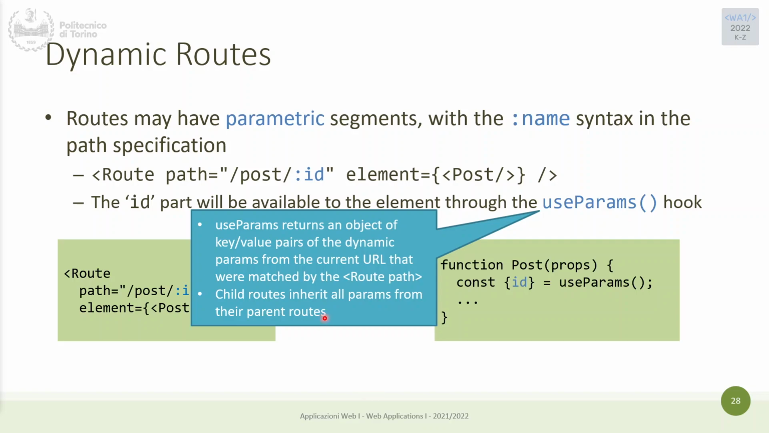Okay, something that I already told you. useParams returns an object of key-value pairs of the dynamic params from the current URL. And it is important also to notice that child routes inherit all params from their parent routes. So if you want to concatenate URLs with different params, you will get all of them.